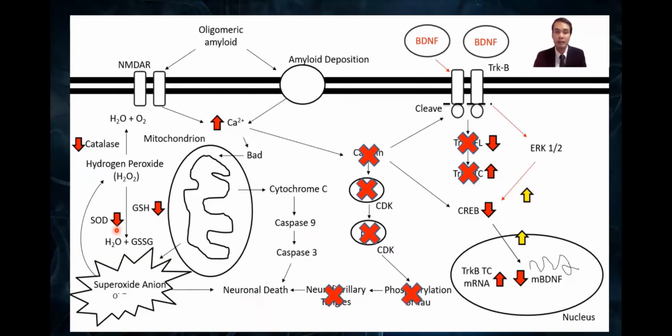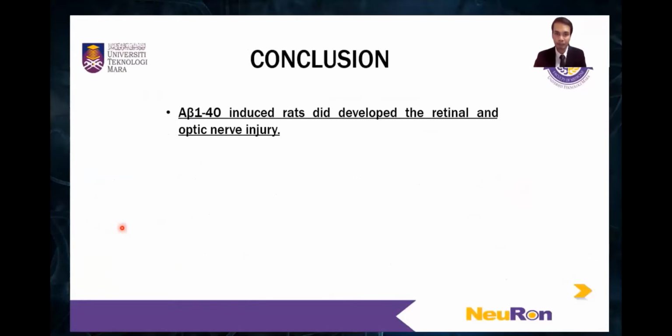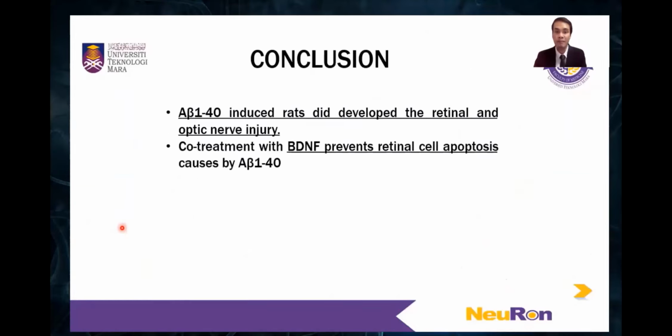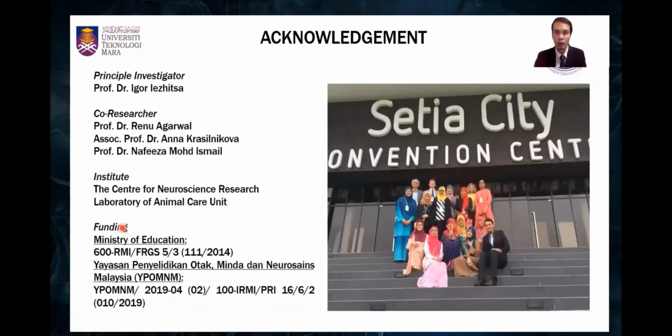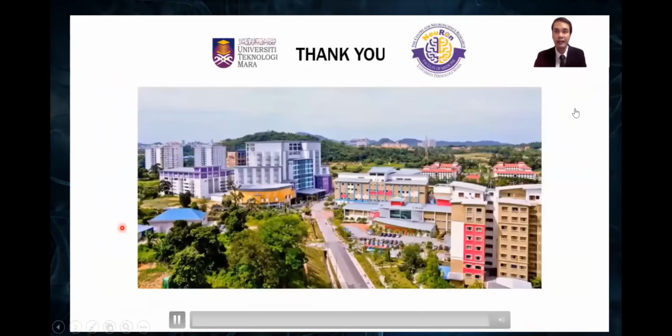At the same time, BDNF will regulate the calcium influx and prevent the production of caspase-3 and eventually prevent neuronal death. Superoxide and iron will be regulated with increased SOD, GSH, and catalase. Hence, this study did prove that 140 induced rats did develop retinal and optic nerve injury, and BDNF prevents retinal cell apoptosis caused by 140. I would like to thank my group.